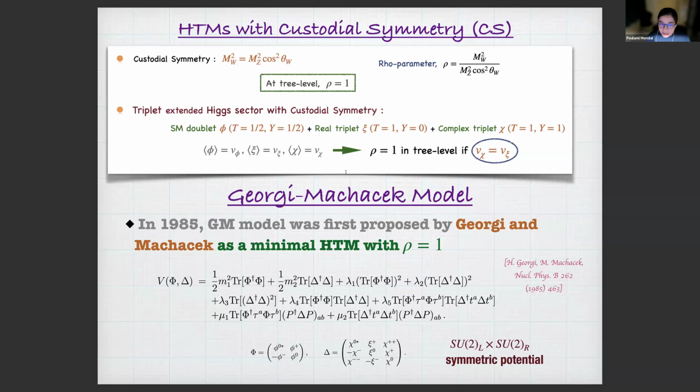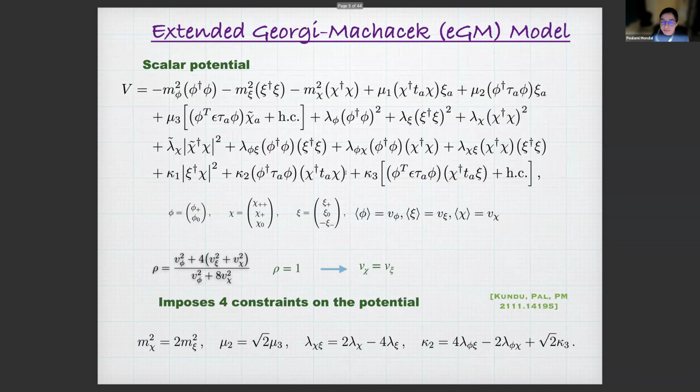From then on, this model is very well known and studied, and it has many interesting collider signatures. So when we looked into the Georgi-Machacek model, we thought: is there any other possibility to get rho equal to 1 at tree level without imposing the SU(2) plus SU(2) symmetry? So what we did was write down the general potential with one Higgs doublet, one real triplet, and one complex triplet. This is the most general potential one can write.